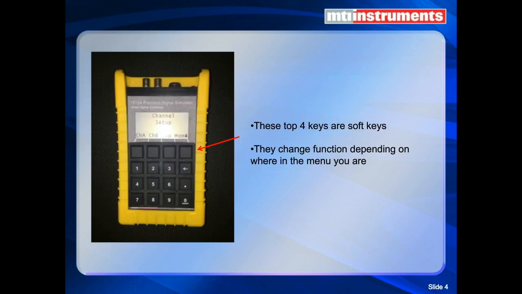The next thing I want to point out is that we have soft keys. If you look just below the display, you'll see there's 4 buttons, and the functions of those keys change depending on where you are in the setup menu. This allows us to have a smaller keyboard, easy to use. You can actually use this keyboard with gloves on in freezing cold weather.